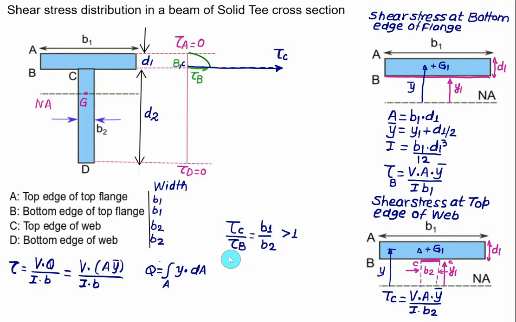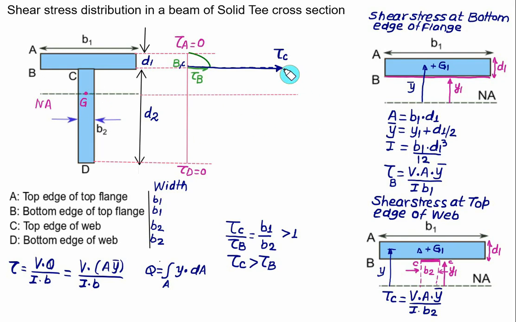Therefore the shear stress at the top edge of the web, tau C, is greater than the shear stress at the bottom edge of the top flange, that is tau B. So there is a sudden shoot up. And if you want to calculate the value of tau C with respect to tau B, you just have to take the ratio of their widths. After that we have a parabolic distribution here, and the shear stress will be maximum at the neutral axis because the area is maximum. Afterward you again have to draw the remaining one, which is a rectangular one.